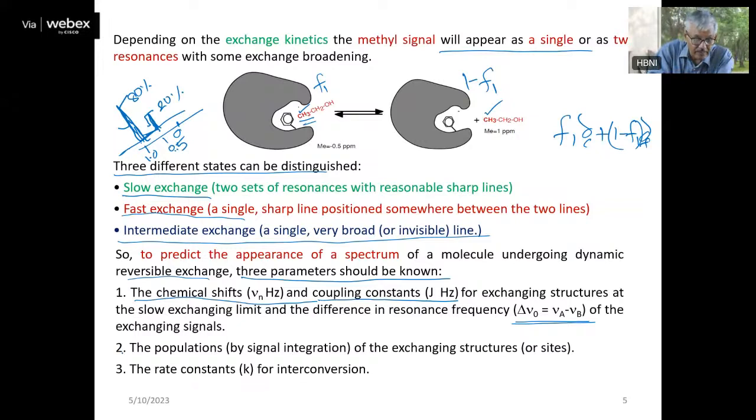Then the second thing is the population. As I told you, in this case 80 is unbound and 20 is bound. So that is called the population. You will be able to get it by signal integration, the population of the exchanging structures. And then the rate constant for the interconversion. What is the rate? Because that determines whether it is slow, fast, or intermediate.